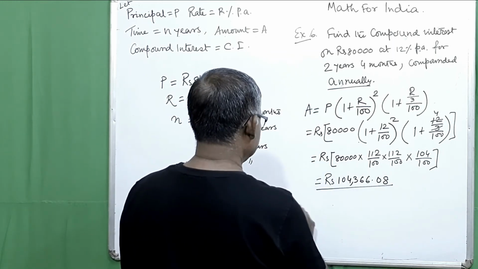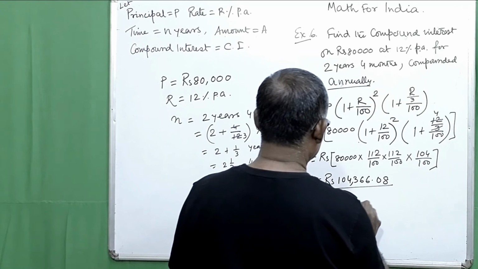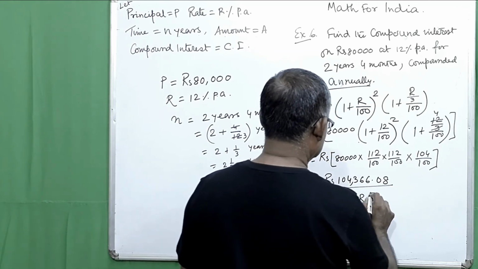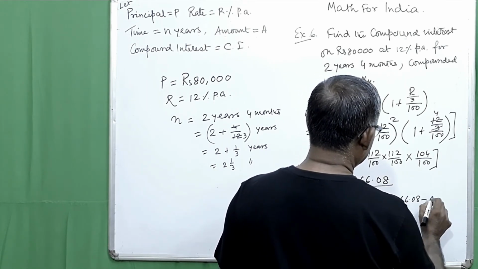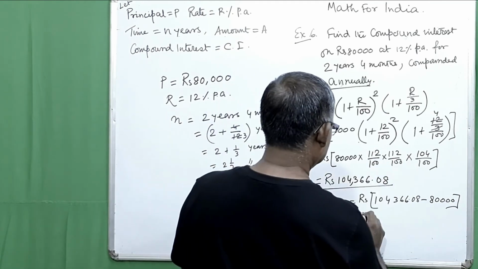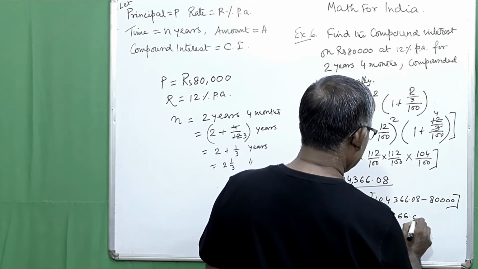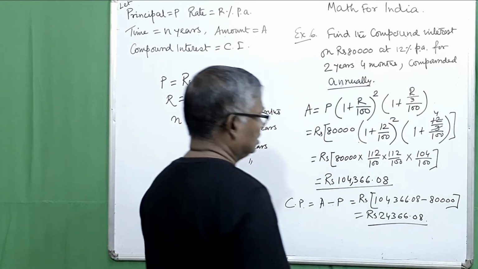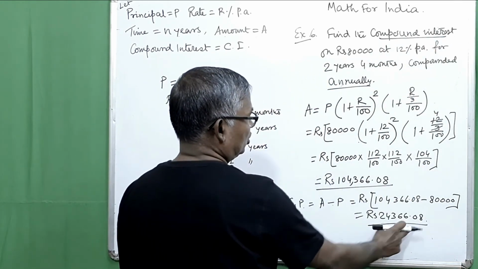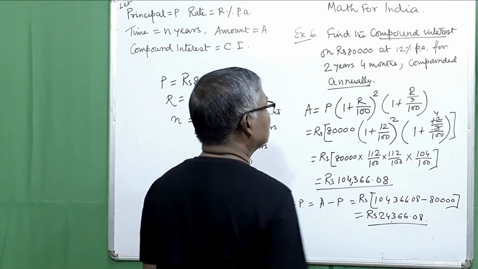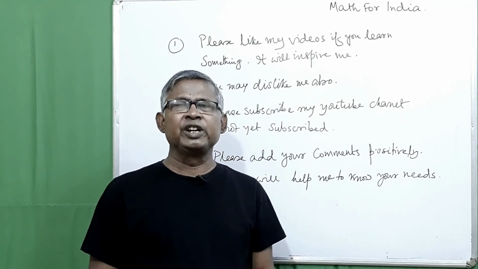Hence compound interest equals A minus P, that is rupees 1,04,366.08 minus rupees 80,000, that is rupees 24,366.08. So compound interest will be 24,366.08.